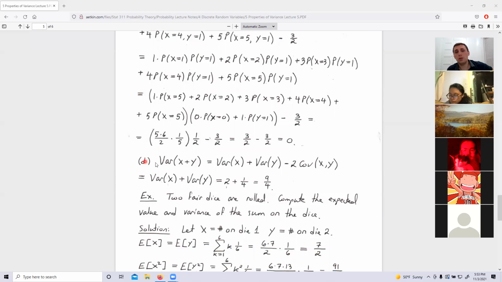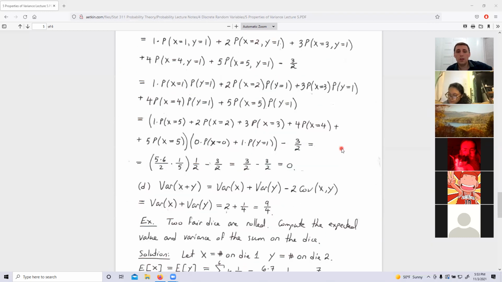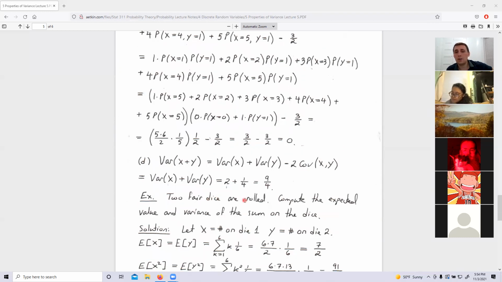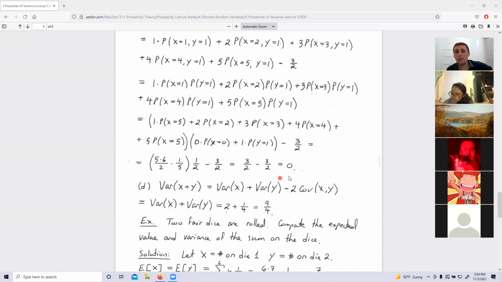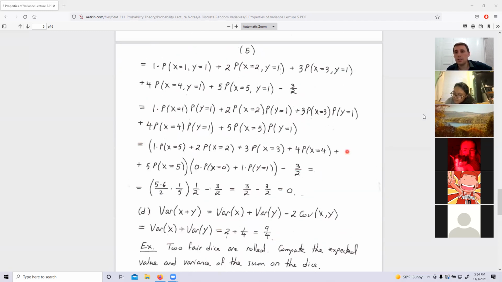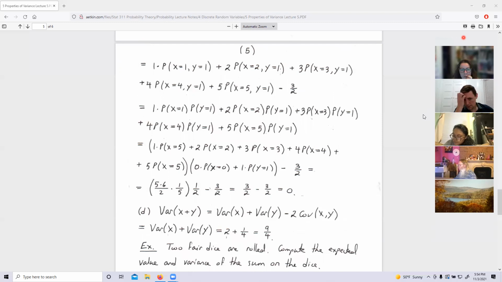Okay, now what do I know about variance? Since the covariance is 0, I know that the variance in general of x plus y is variance x plus variance y minus 2 covariance xy. And because covariance is 0, it's just the sum of the variances. Now here is another example. Two fair dice are rolled. Compute the expected value and variance of the sum on the dice. Question make sense?